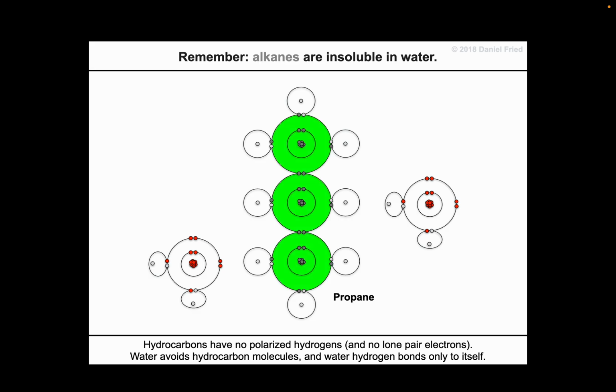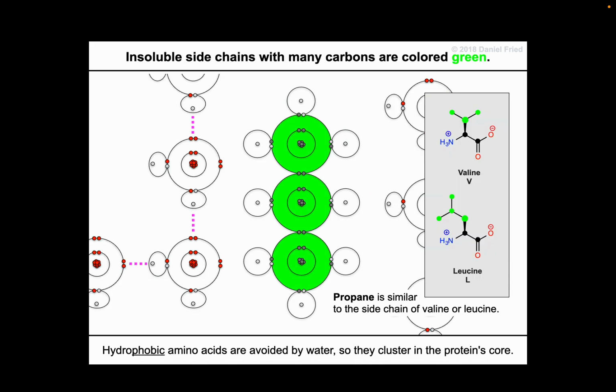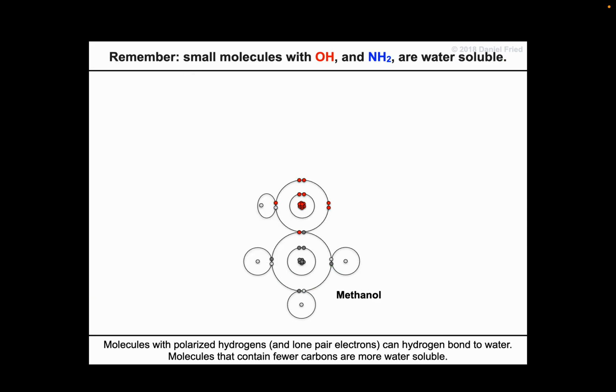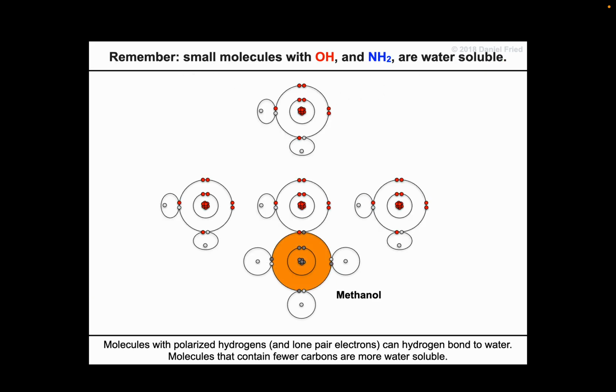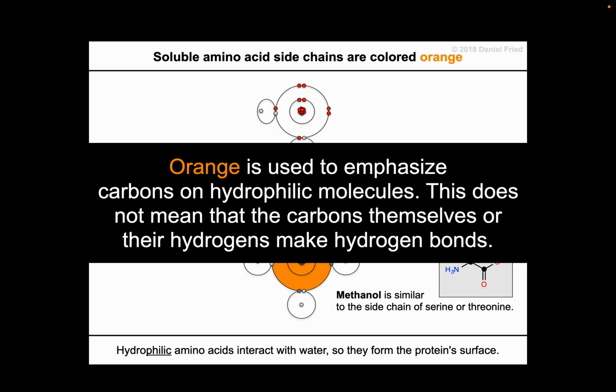And so here, remember, alkanes are insoluble in water. Colored green. Avoid the green used to confuse with fluorine atoms. Small molecules that are polar in nature are water soluble. So here, full of these. That's not similar. This does not mean that the sulfurs or the hydrogens make hydrogen bonds.